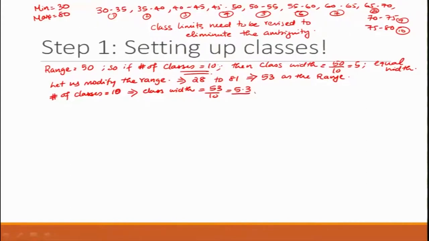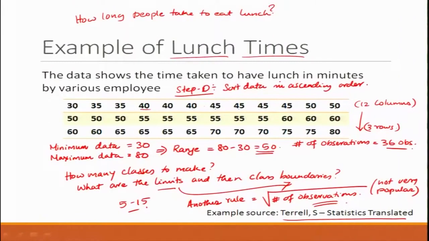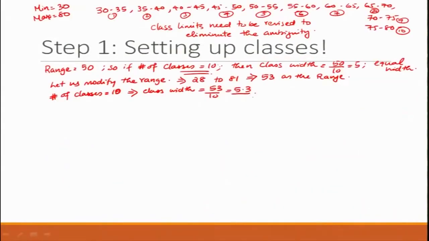So, since every data value here is an absolute value without any decimal point, by using this decimal point, you can eliminate this ambiguity. Okay. So, now with this, you can have new classes.